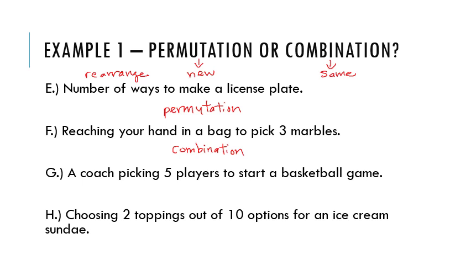A coach picking 5 players to start a basketball game. Again, it's a combination, right? You have 5 people. If you rearrange their order, they're still the same team, right?